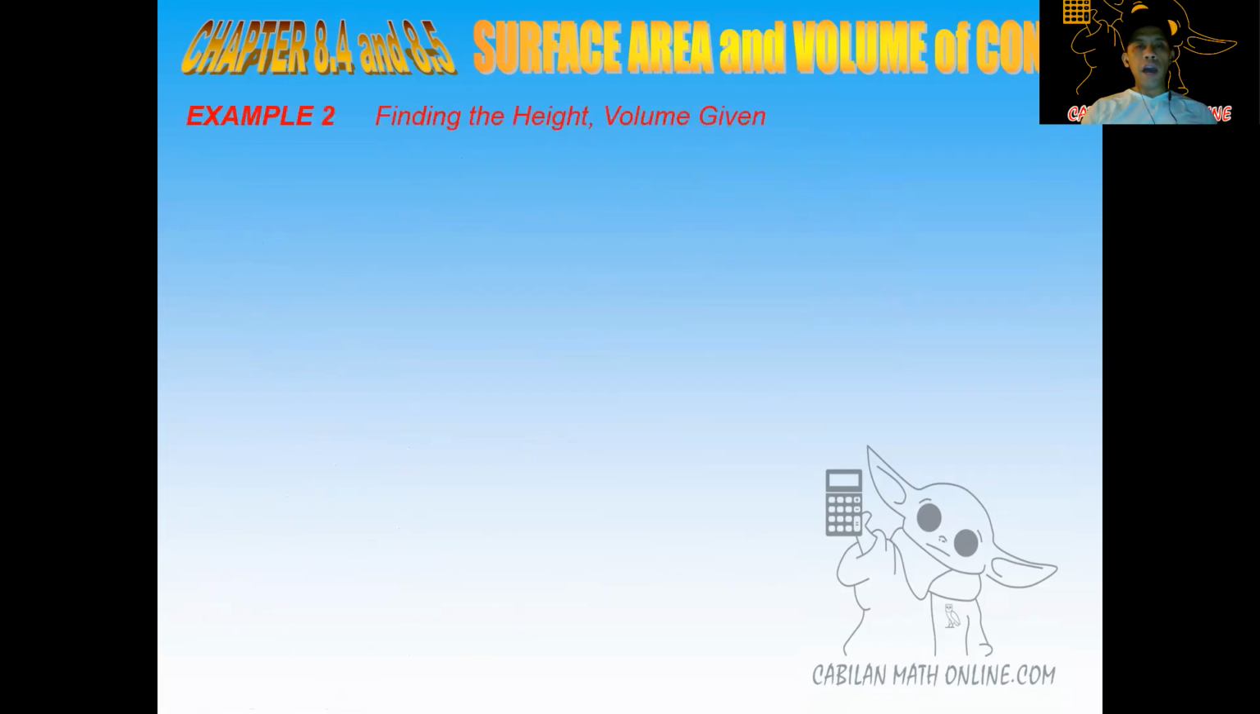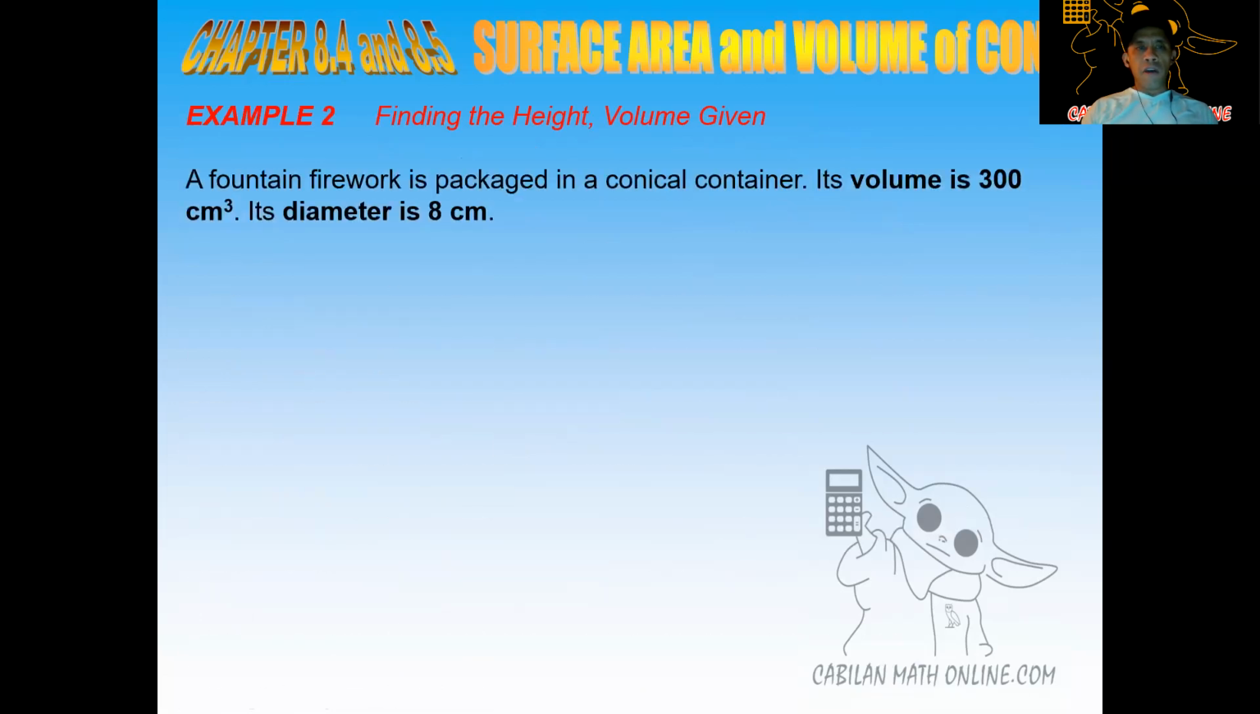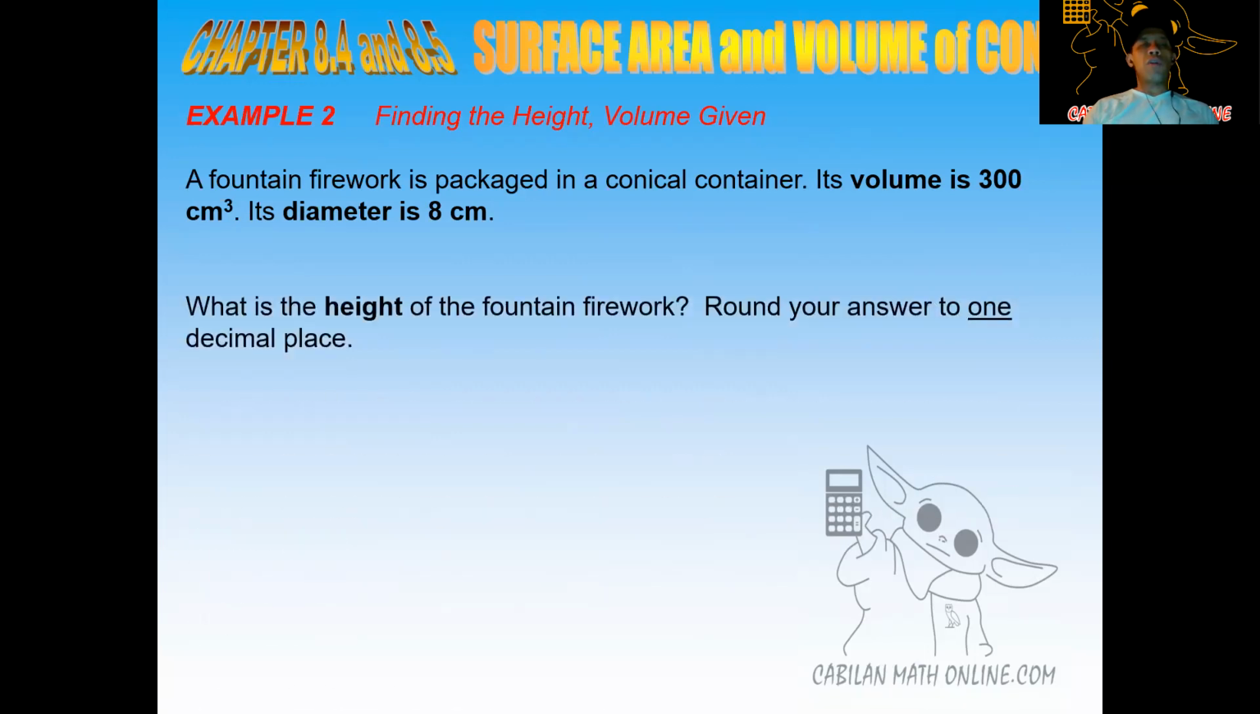So what we want to do now is to use a word problem and be able to think of a strategy to solve the problem here. So in this question over here, we have to find the height. It says here, a fountain firework is packaged in a conical container. Its volume is 300 cubic centimeters and its diameter is 8 centimeters. So what we want to do here is to find the height of the fountain firework here.